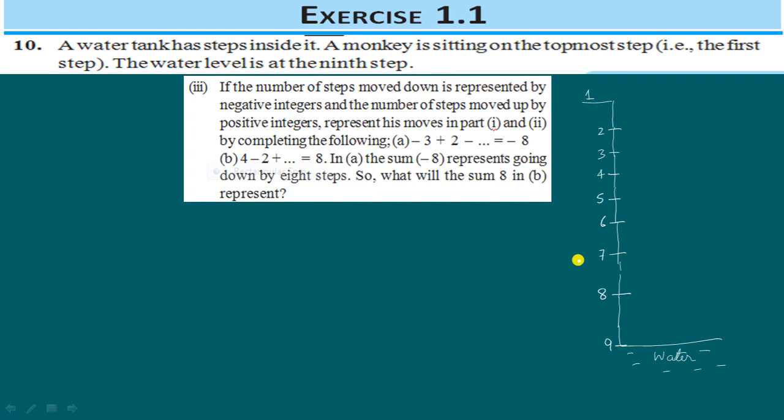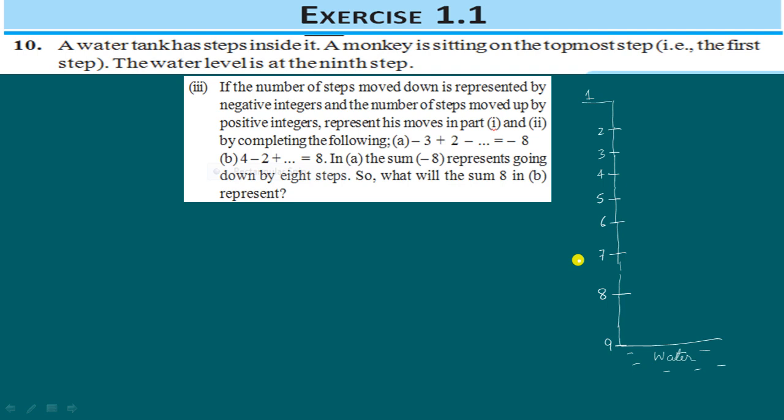A water tank has steps inside it. A monkey is sitting on the topmost step, that is the first step. The water level is at the ninth step. If the number of steps moved down is represented by negative integers and the number of steps moved up by positive integers, represent his moves in part 1 and part 2 by computing the following.